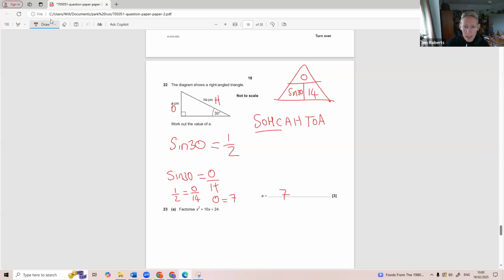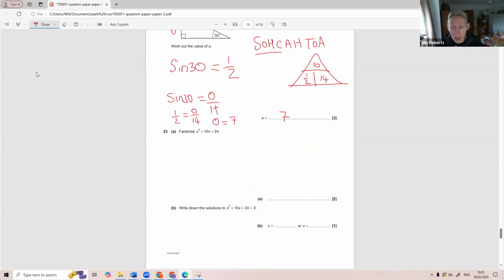You could have done it the same way here, using this triangle if you do use this triangle. Unknown at the top, sine of 30 is a half, 14. You're multiplying them. They're next to each other. Half times 14 is 7.